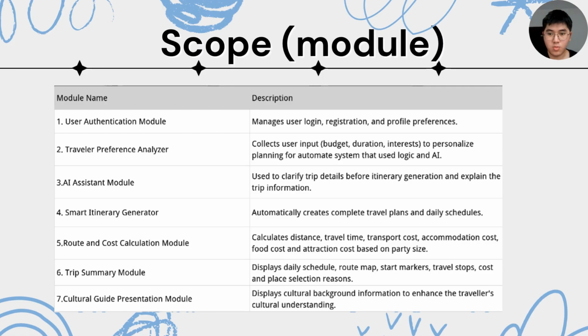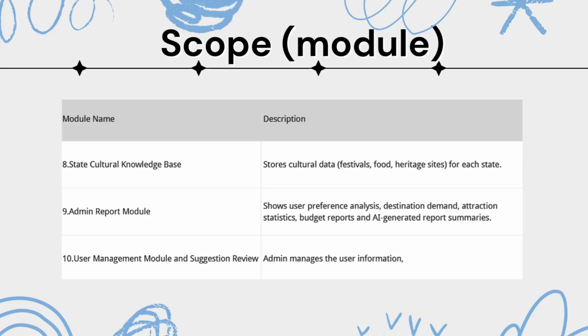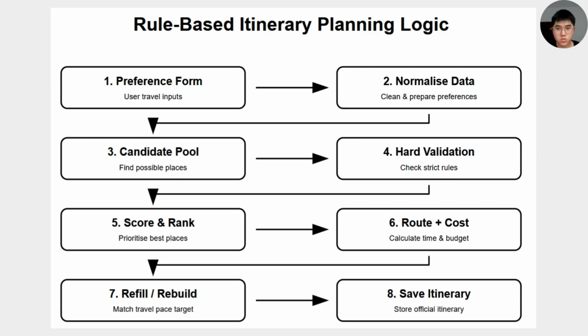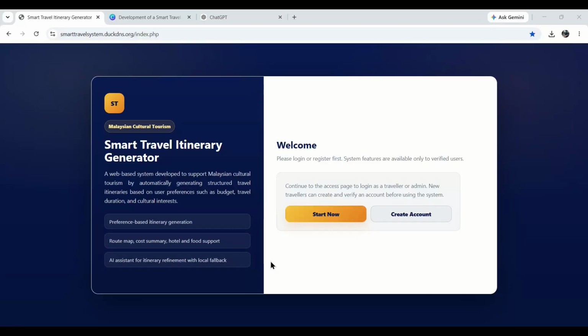So this is my module. There are 10 modules inside my system. These are the views that I will explain in my demonstration of my system. So this is the rule-based itinerary planning logic that I'm using in my system to generate the route itinerary.